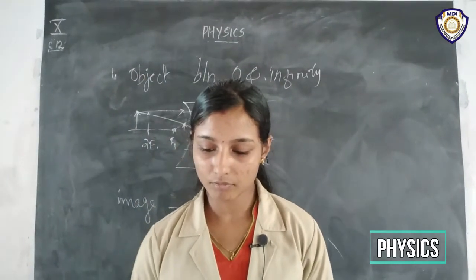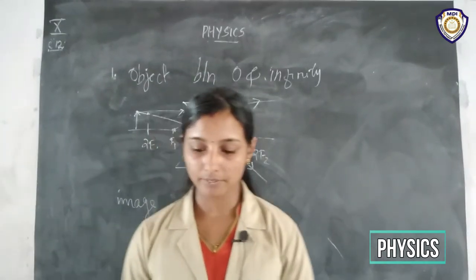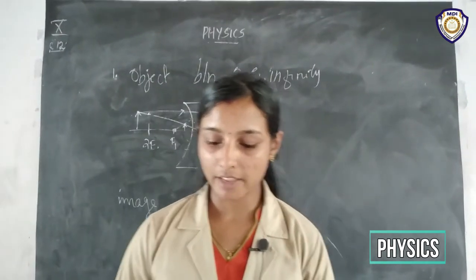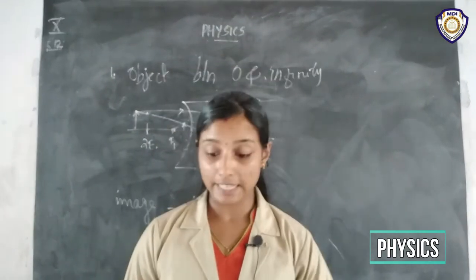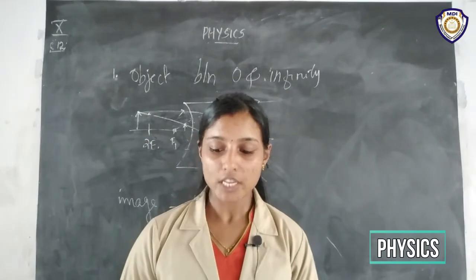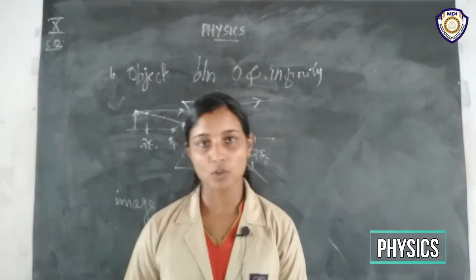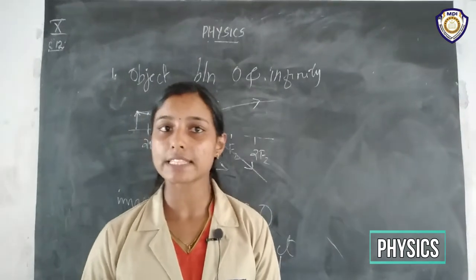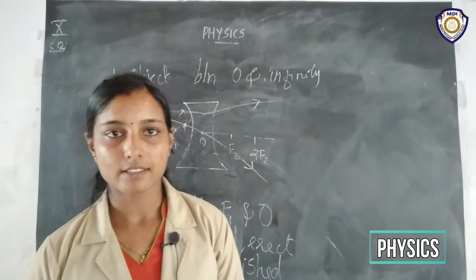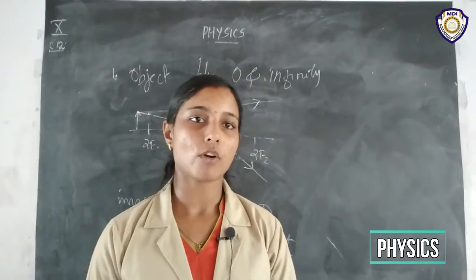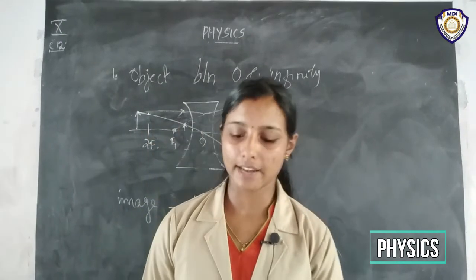What is the conclusion? Here the conclusion is also given. A concave lens will always give a virtual, erect and diminished image irrespective of the position of the object, right? So that's about ray diagrams.